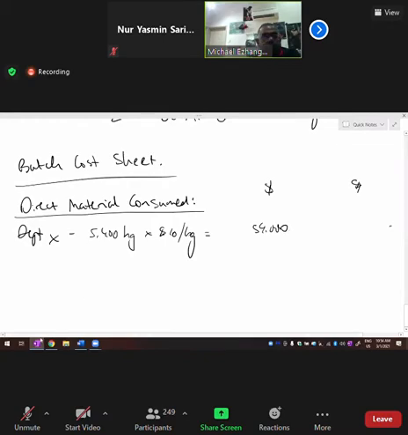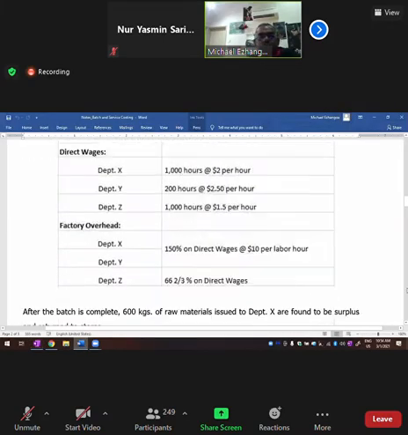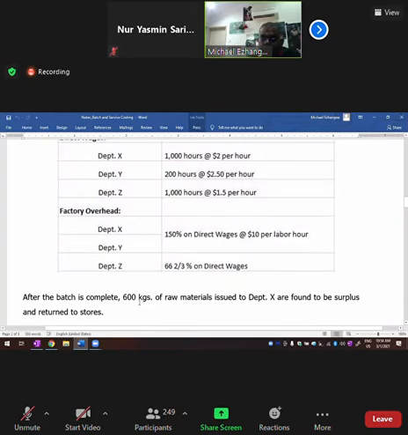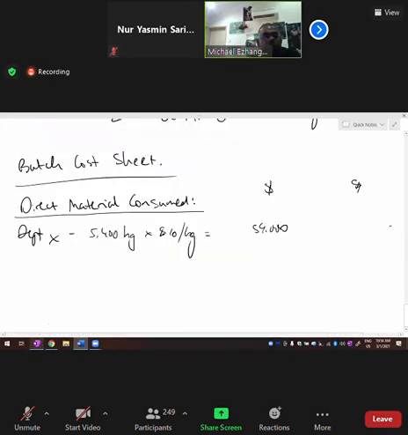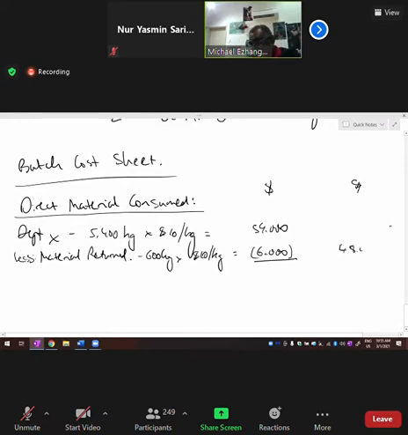$54,000. But the question said the 600 kg that was returned. All right, so less material return, that's 600 kg at $10 per kg, 6,000. So 54 minus 6 is 48,000. Check.